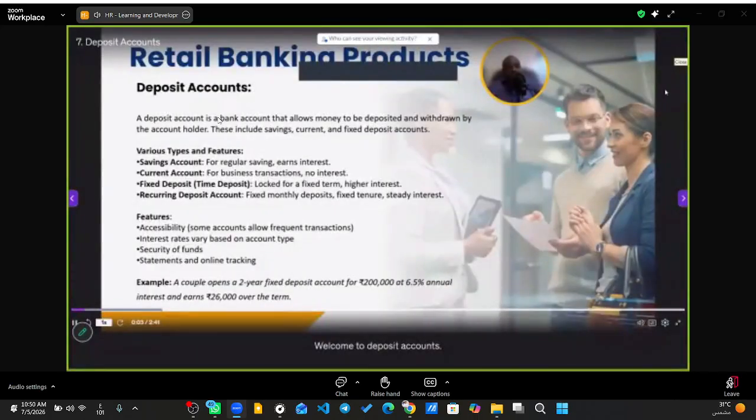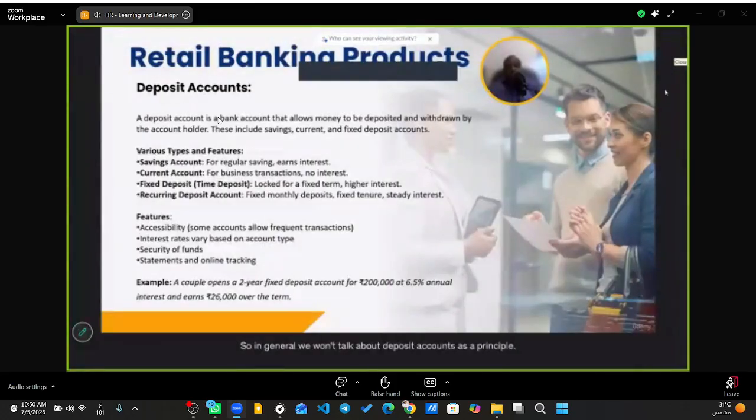Welcome. So, deposit accounts. In general, we want to talk about deposit accounts as a principle, as a concept. A deposit account is a bank account that allows money to be deposited and withdrawn by the account holder. These include savings accounts, current accounts, and fixed deposit accounts. So there are different types of accounts.